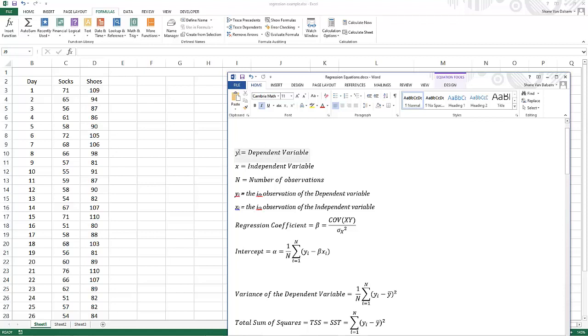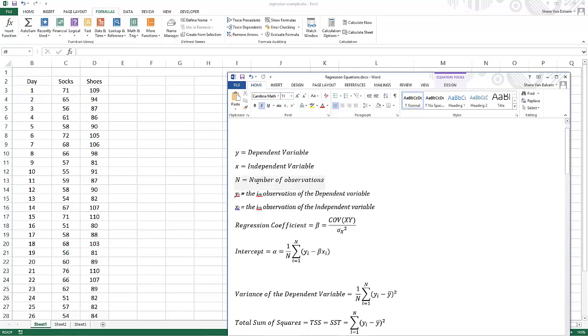In a regression, we usually have a left-hand side variable, and that's the y variable. That's the dependent variable, the variable we're trying to explain. We're trying to explain the number of socks being sold by using an independent variable, x. In our case, that's the number of shoes sold. So we're looking to see if there's a relationship here, and if we can use the number of shoes sold to predict the number of pairs of socks that will be sold.